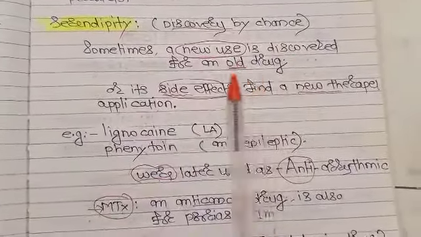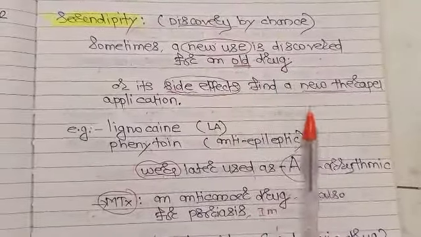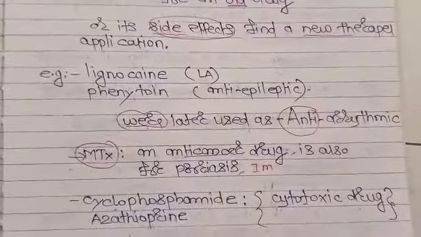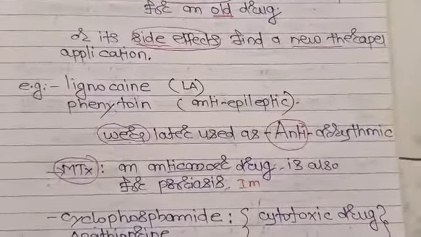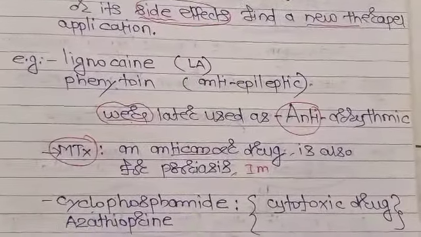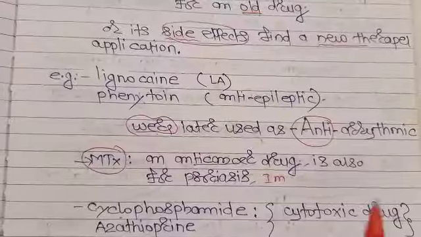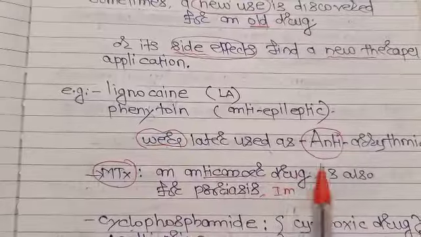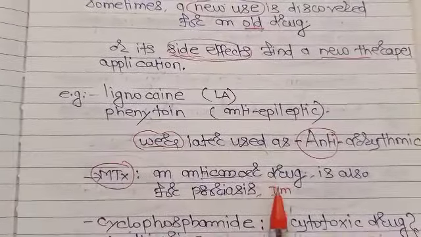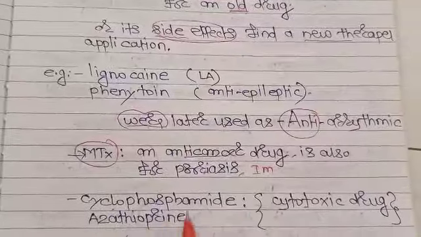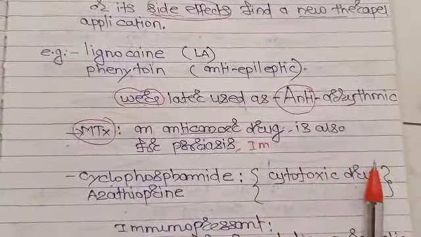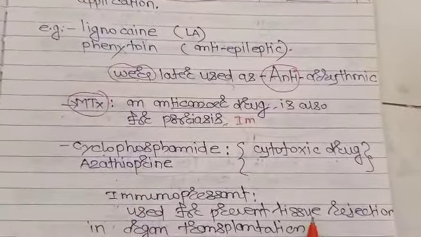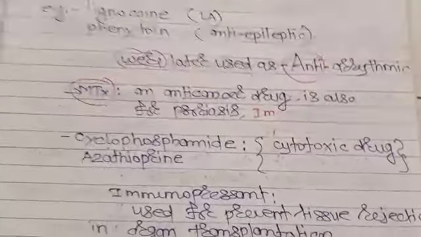That means a new use is discovered for an older drug, or its side effects find new therapeutic application, like lignocaine and phenytoin. Lignocaine is a local anesthetic and phenytoin is an anti-epileptic, but we can use them as antiarrhythmics. Methotrexate, an anti-cancer drug, can be used for psoriasis or rheumatoid arthritis. Same with cyclophosphamide and azathioprine: they are cytotoxic drugs, but because they are immunosuppressant, we can use them for prevention of tissue rejection in organ transplantation.